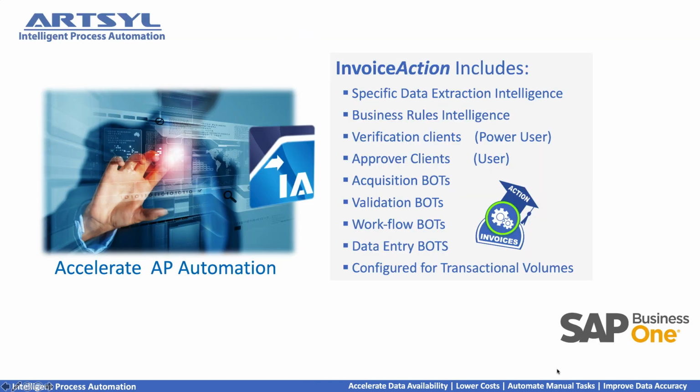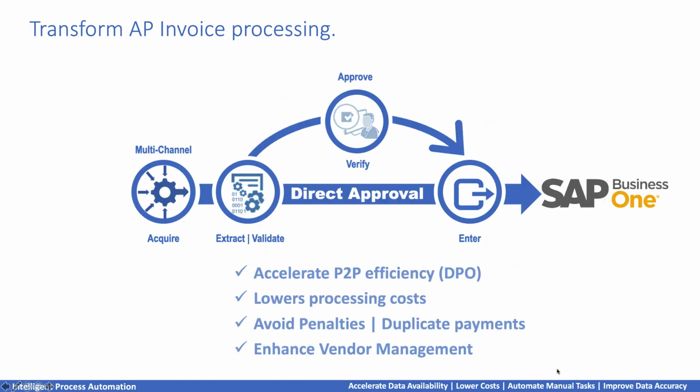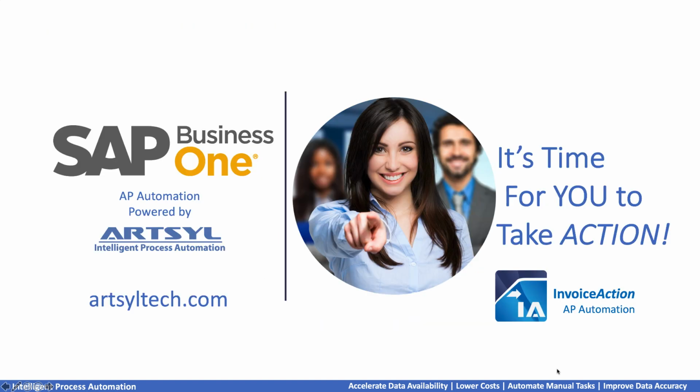InvoiceAction is a pre-packaged and pre-configured solution with process-specific intelligent bots programmed for automating invoice processing tasks and includes all the system components and invoice intelligence in one package, which means faster and higher quality deployments and implementations. So transform your AP process from a process like this into an automated process like this. It's time for you to take action.